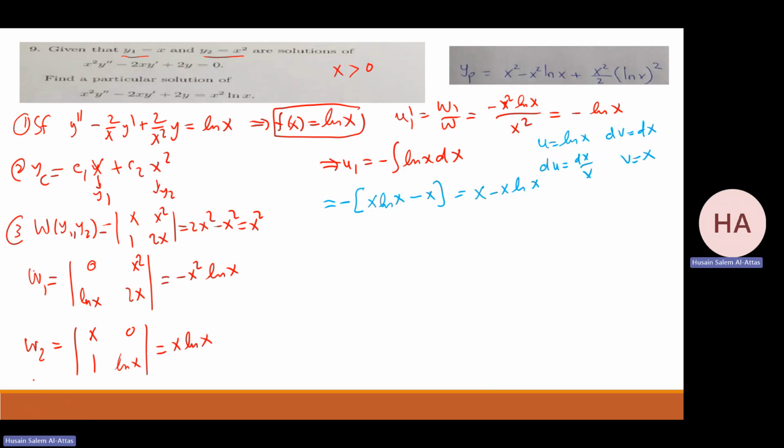Okay. Now I need to do U2. U2 prime is W2 over W, which is x ln x over x squared. That gives me ln x over x. So what is U2?